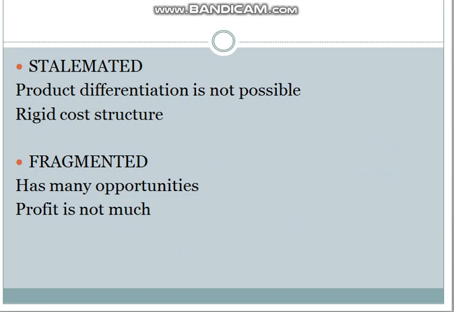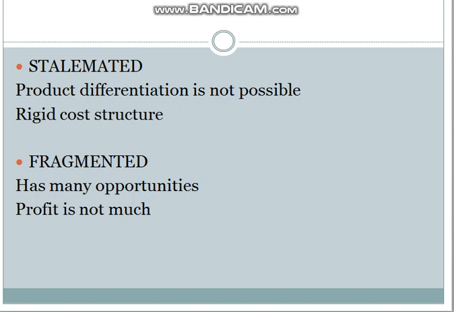And the last one is fragmented. Here, the organization has many opportunities, but profit there is not much. For example, the business of imparting education at schooling level has many opportunities of product differentiation, but may not have high market shares. You should understand one thing: BCG matrices are simplified versions of reality and cannot be applied blindly. They can help as general investment guidelines but should not change strategic thinking.